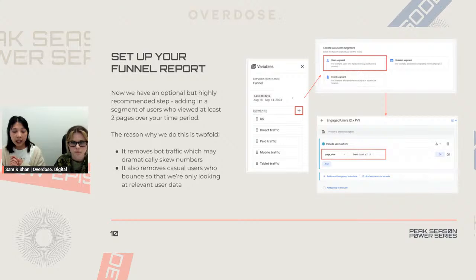One, it removes any bot traffic, which can dramatically skew your numbers. So even if you just have a single bot attack during the time period you're looking at, it can make it seem as though your drop-off rate is much higher than it actually is. The second thing is that it actually focuses our attention on the users who do not bounce. So with the funnel report being all about users who are engaged and where they're experiencing friction, we want to remove the bounced users from our funnel to get a clearer understanding of where that friction is actually occurring.